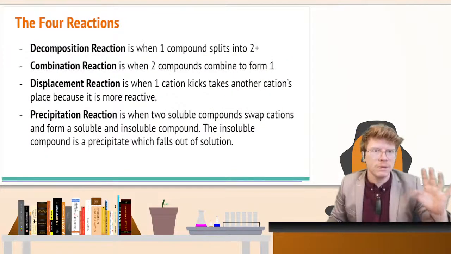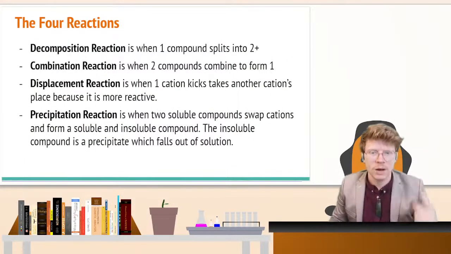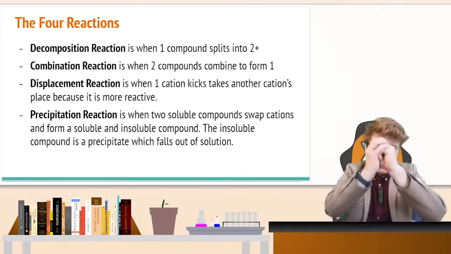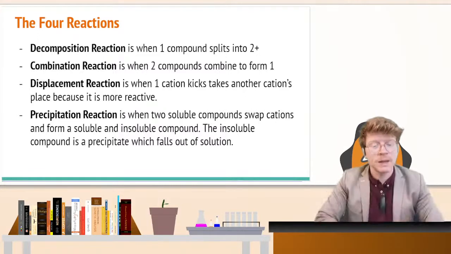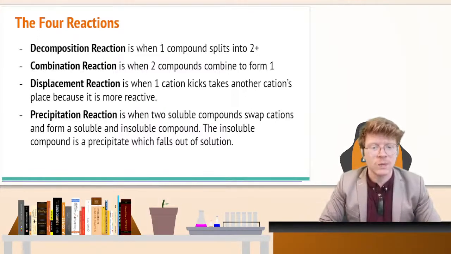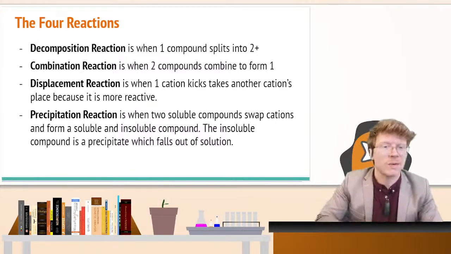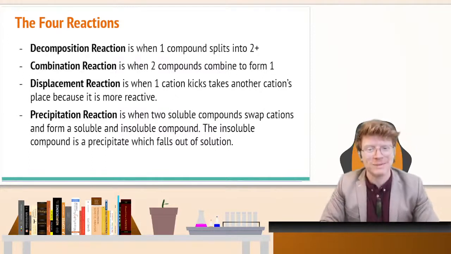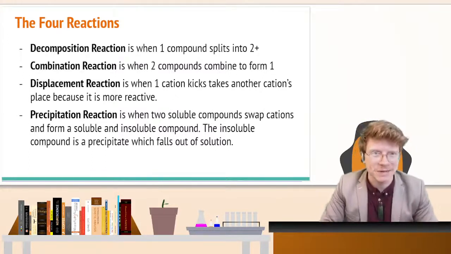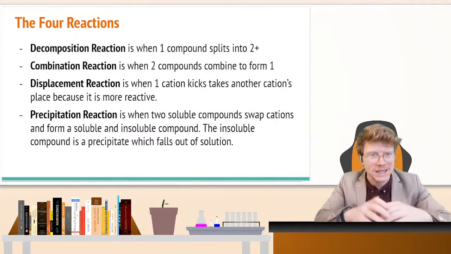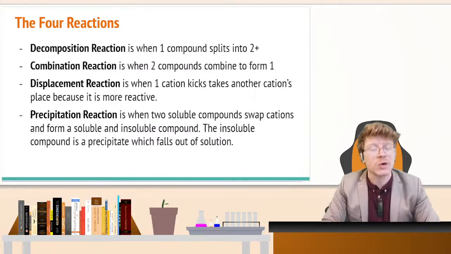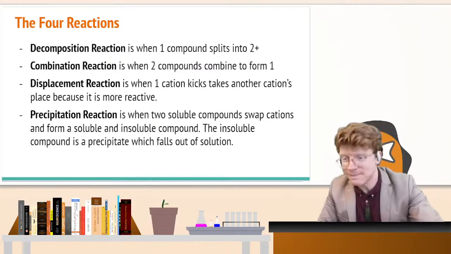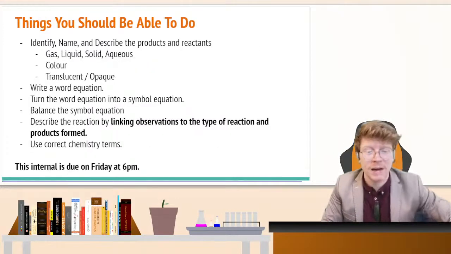So, in summary, 4 reactions. Decomposition reaction, 1 thing forms 2. Combination reaction, 2 things form 1. Displacement reaction is when one cation kicks out another one because it's more reactive. And lastly, the precipitate, when you have 2 solutions combined together and one solid falls out. The solid is called a precipitate. That's all you need to know.